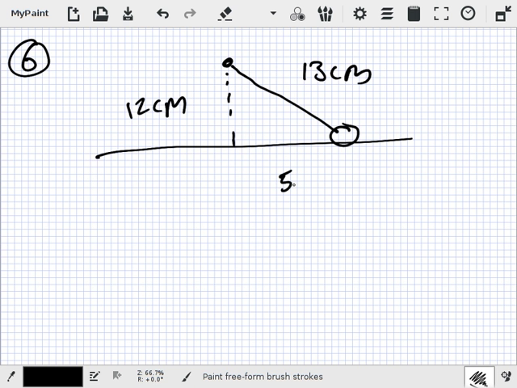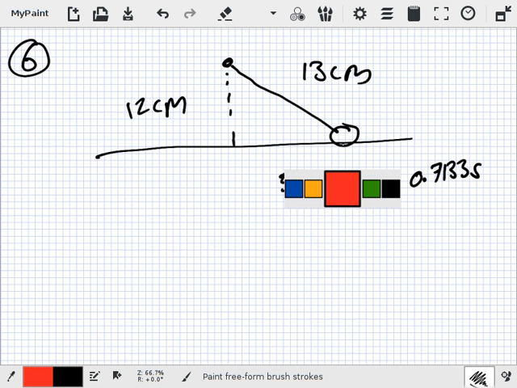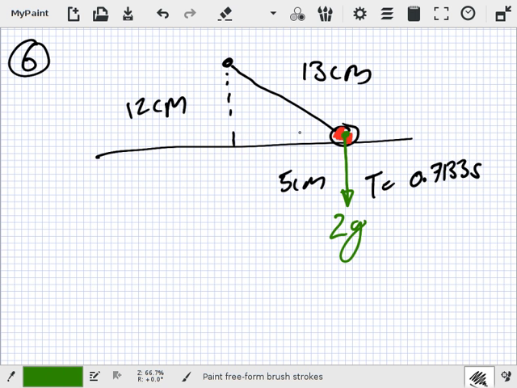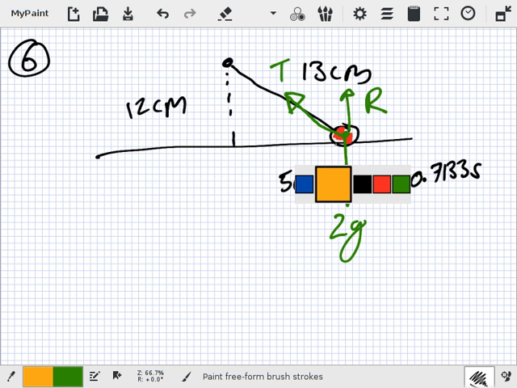And this is 5 centimeters, obviously, and the periodic time is 0.7133 seconds. And is the table smooth or rough? So there's no friction. That's good. Okay, so look. How many forces are acting on this mass? What is the mass of it? Do we know? 2. Okay. How many forces are acting on it? What's the first one? 2g, yeah. What else? Tension. And what else? There's one more still. Reaction. Yeah. And this T can be written as T cos and T sine.